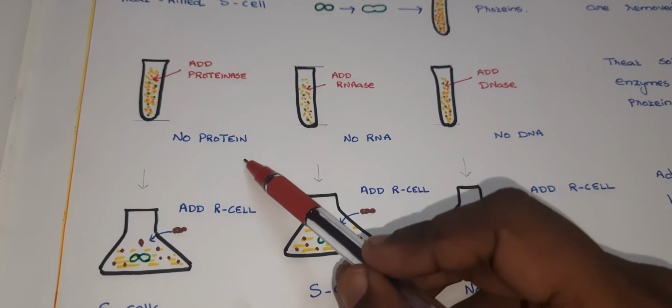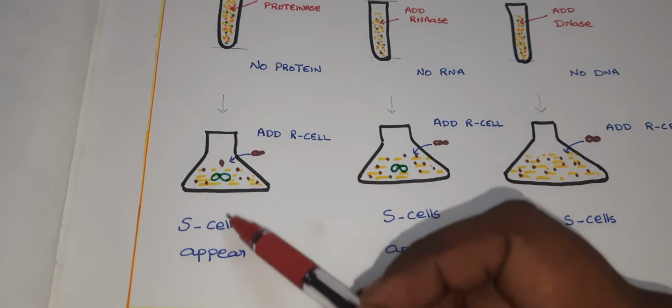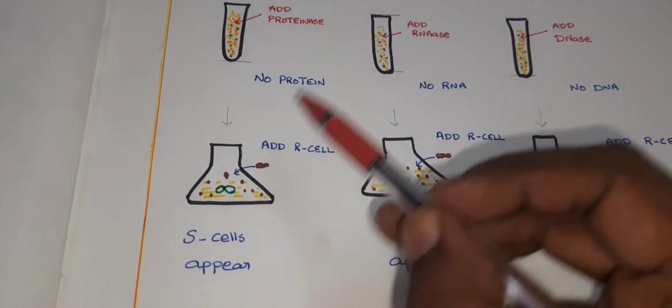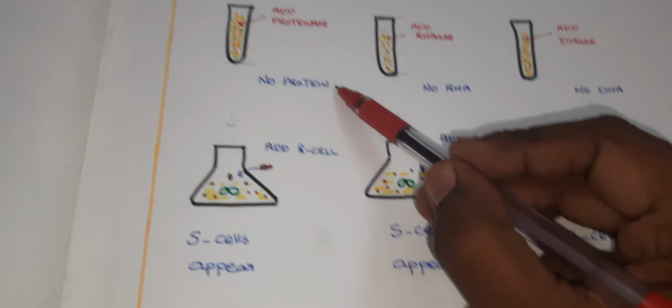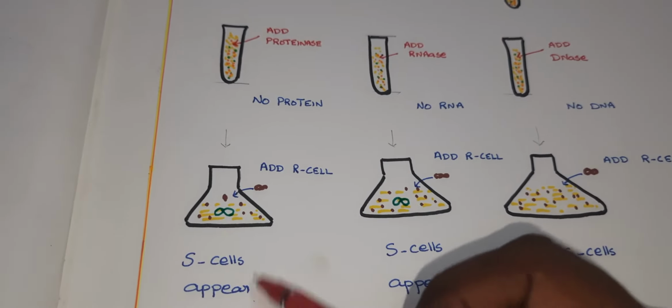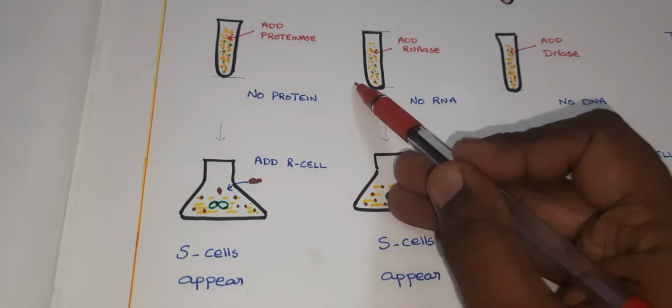In the first flask there is no protein, R cells were added, and finally it results in the appearance of virulent S cells. If protein were responsible as the genetic material, there would be no S cells here, but S cells appear. So it concludes that protein is not a genetic material.